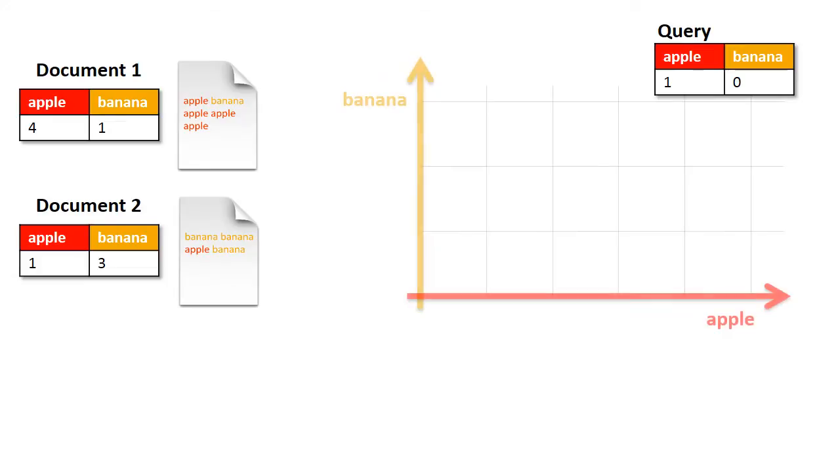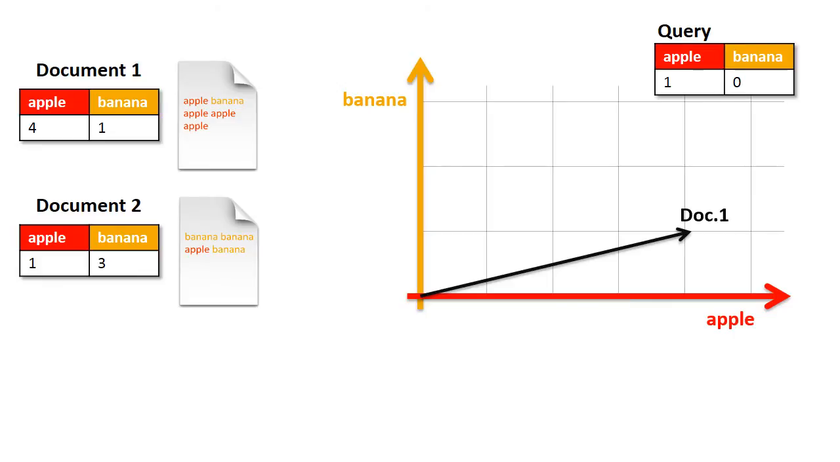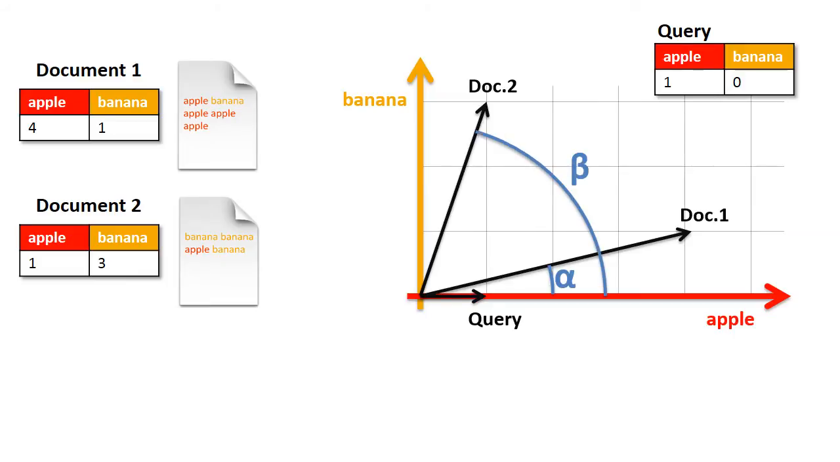And here's the nice thing about vectors, you can draw them, see? Here's document 1, 4 on the red and 1 on the yellow axis. And then we have document 2, 1 on the red and 3 on the yellow axis. And last but not least, there's our query vector. You can see that the angle between our query and document 1 is much smaller. They are closer to each other. So by comparing all the angles, our search engine decides that document 1 is more relevant to our search and returns it as a result.